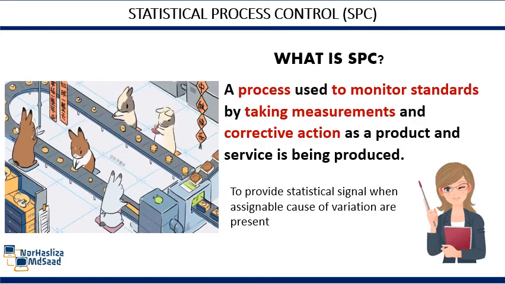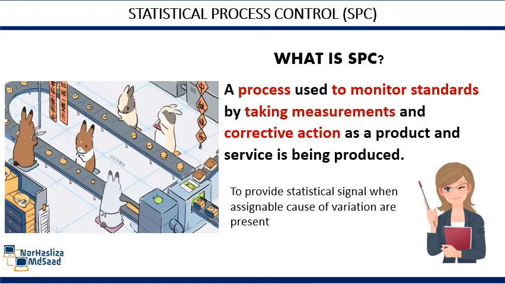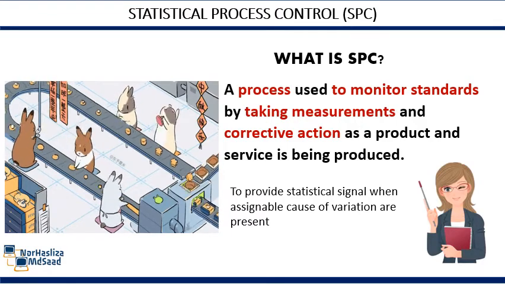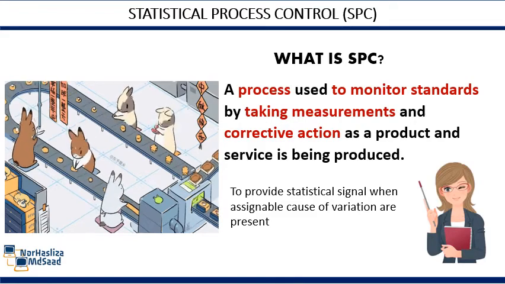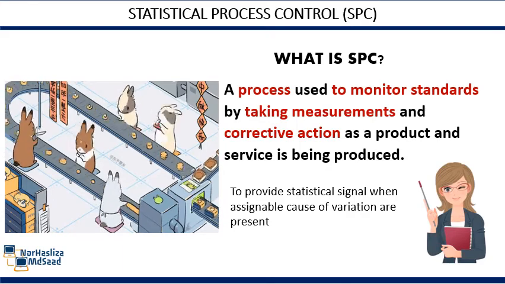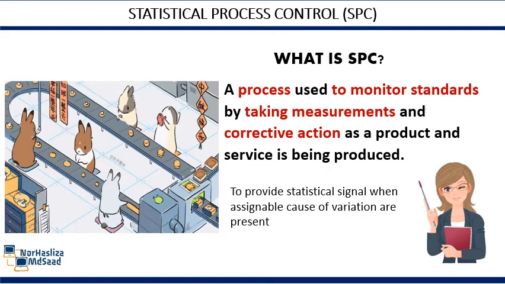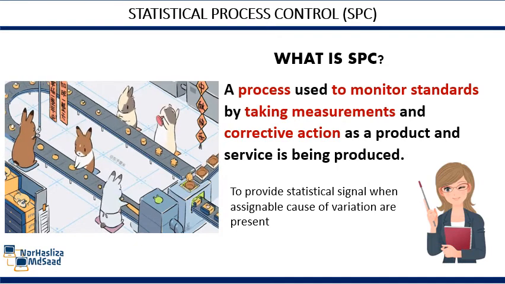The objective of a process control system is to provide a statistical signal when assignable causes of variation are present. Such a signal can quicken appropriate action to eliminate assignable causes.